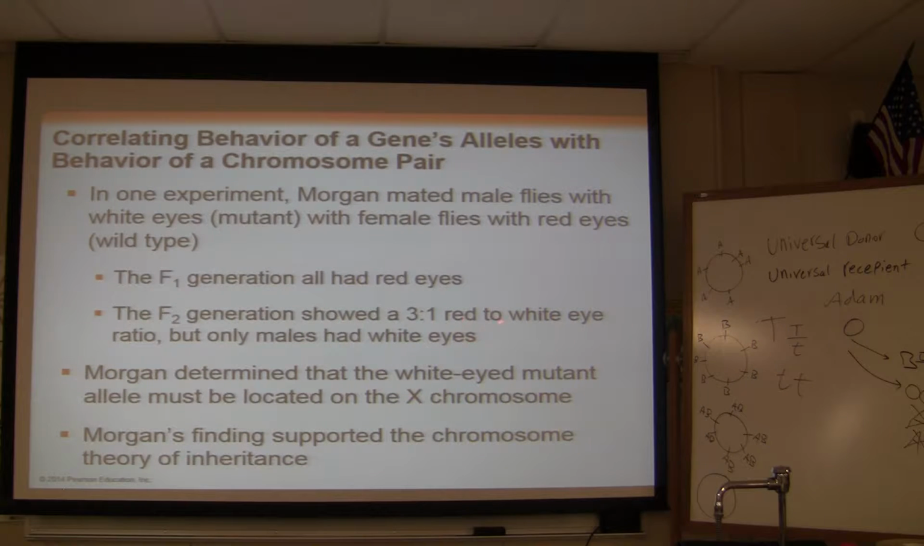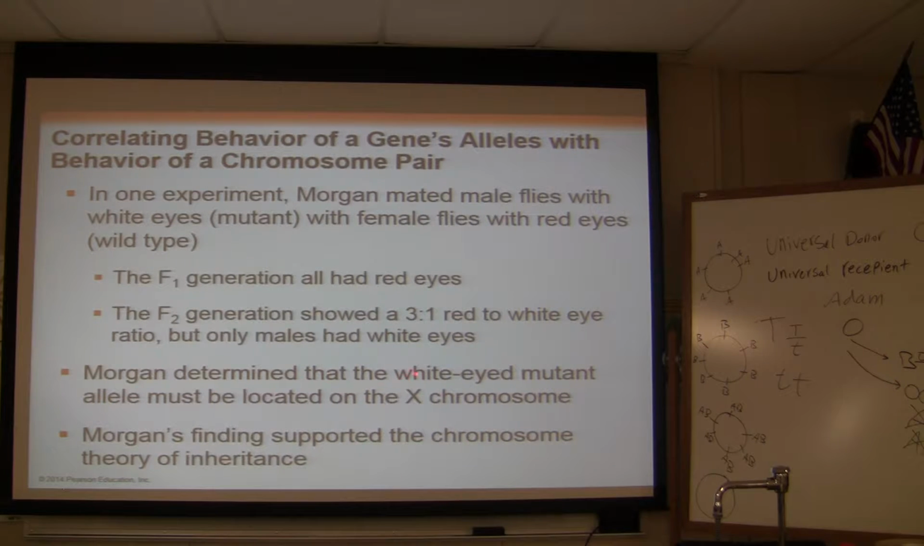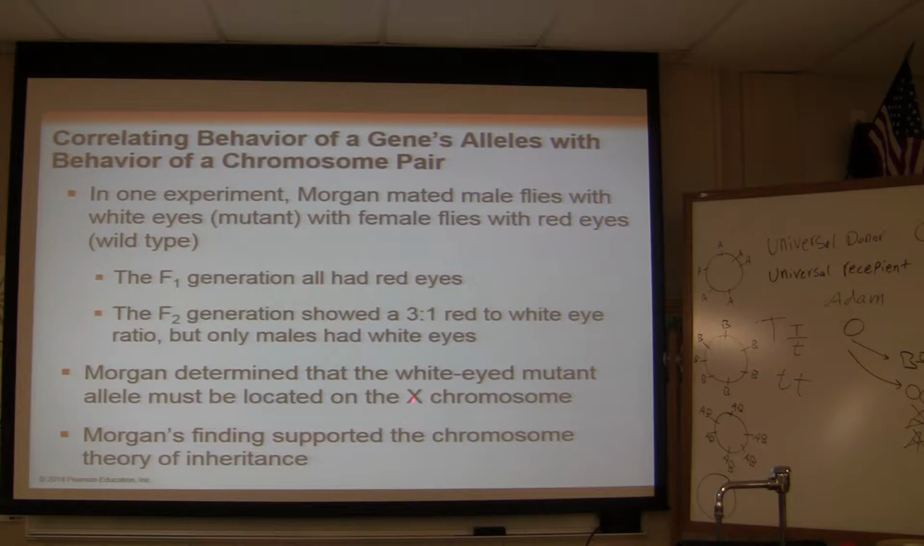In the F2 generation, he saw what Mendel saw, a 3-to-1 red to white eye ratio, but only males had white eyes. The female ones were all red. Morgan determined that the white eye mutant allele must be located on the X chromosome, which is a sex chromosome. Morgan's findings supported the chromosome theory of inheritance.